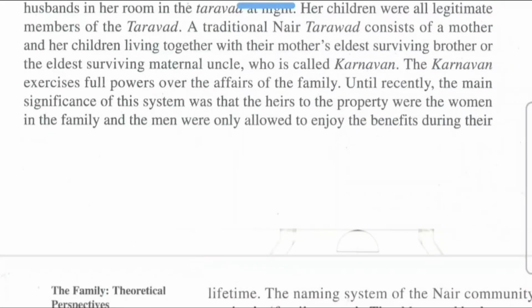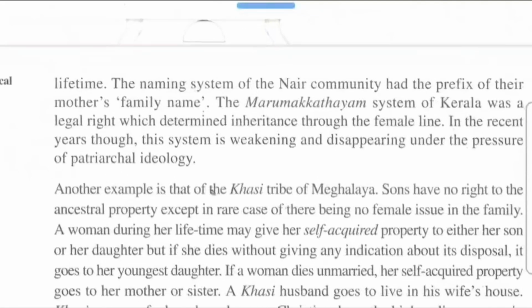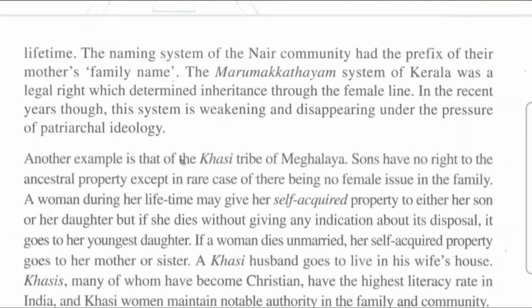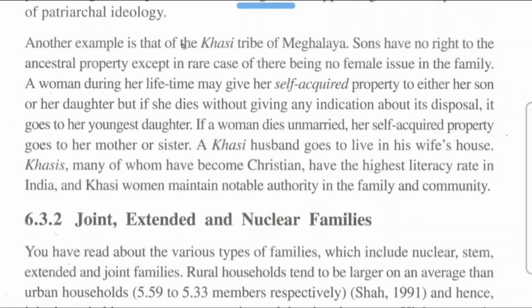Until recently, the main significance of this system was that the heirs to the property were the women in the family, and the men were only allowed to enjoy the benefits during their lifetime. The naming system of the Nair community had the prefix of their mother's family name. The Marumakkathayam system of Kerala was a legal right which determined inheritance through the female line. In recent years, though, this system is weakening and disappearing under the pressure of patriarchal ideology. Another example is that of the Khasi tribe of Meghalaya.